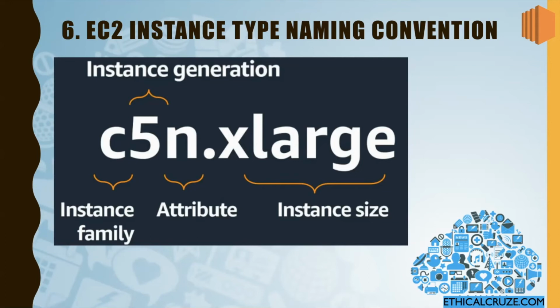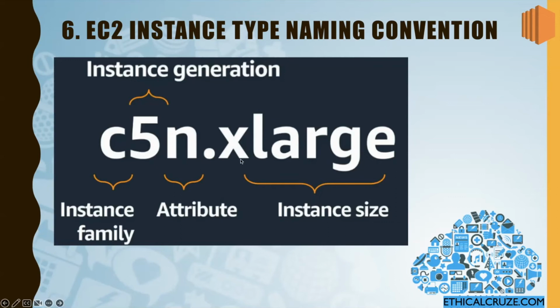The second one is your instance generation. If currently C5 means it is an advanced version over C4, C3, C2, C1. And this here represents a particular attribute related to that instance, which is optional. Not every nomenclature will have this attribute. If I take the example of T2.micro, T was the instance family, 2 was the generation, but it did not have any attribute. That's why it was only T2 dot.